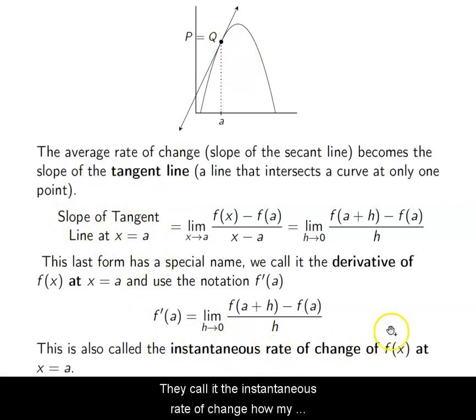So we call it the instantaneous rate of change. How am I changing in speed or size or what have you at this exact moment? Not over this interval, not from this second to the next second, but instantly right now. Okay, so let's do an example.